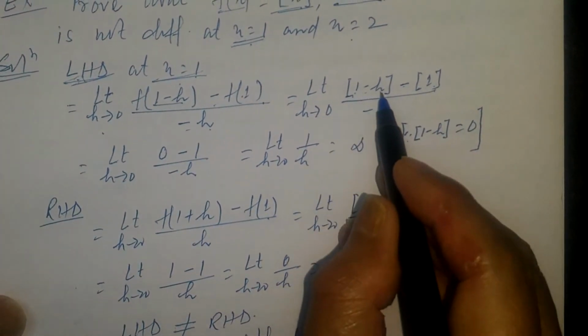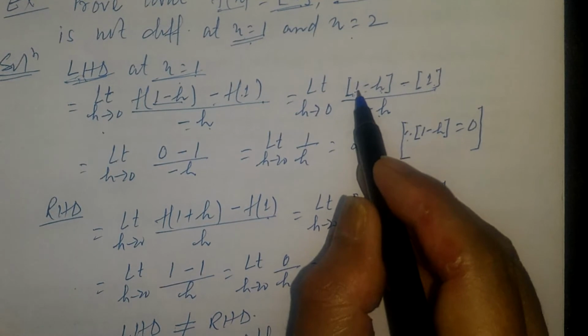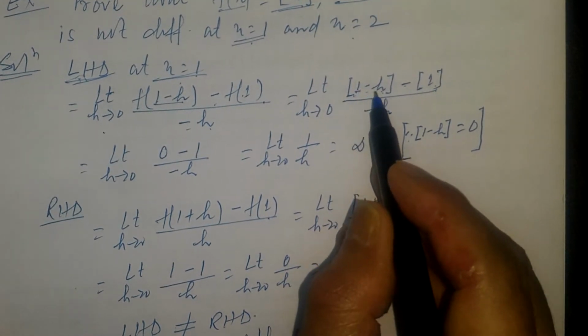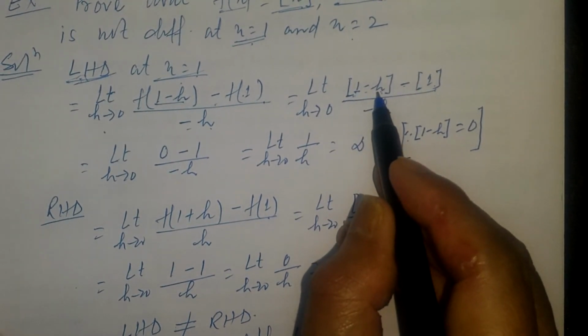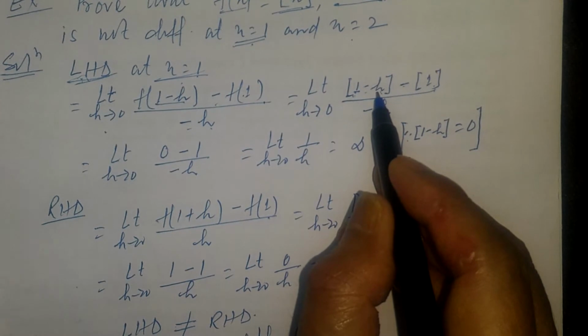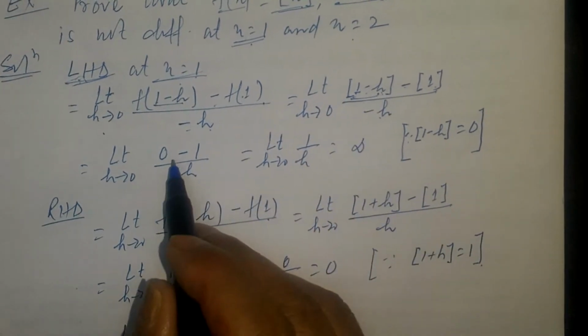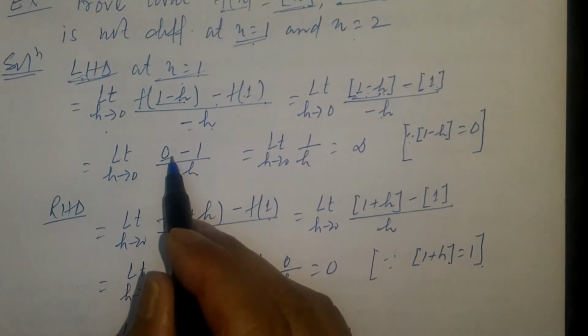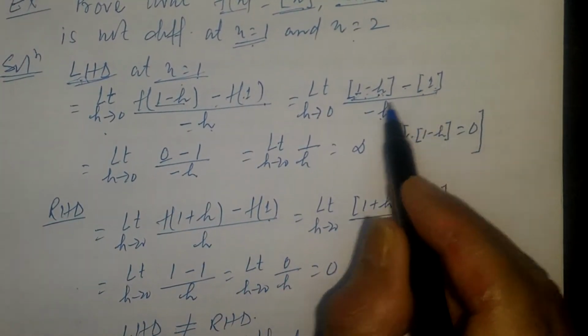Now box 1 minus h is a box function. 1 is an integer and you are just subtracting a very small number from that integer. We know the box function takes only integral values. So the greatest integer less than 1 is 0. So we'll put the value of this box as 0, and the box value of 1 is 1.